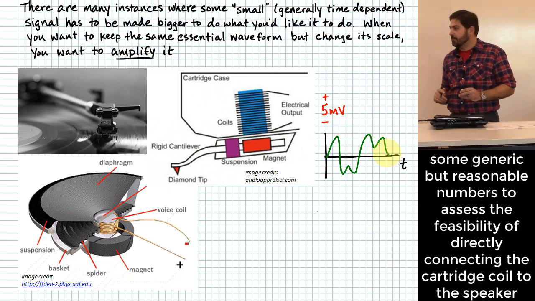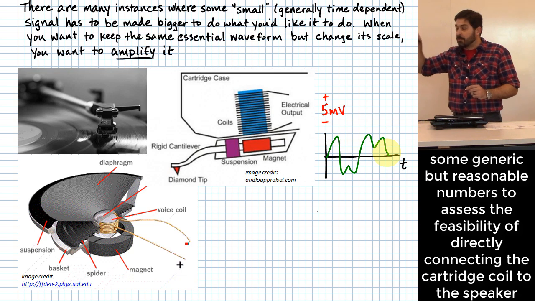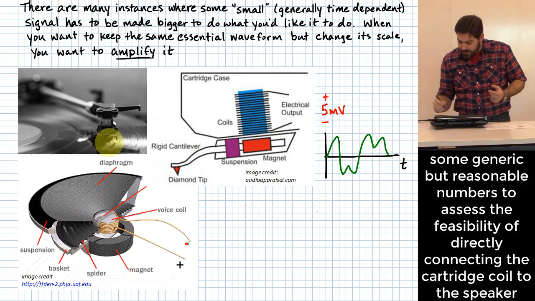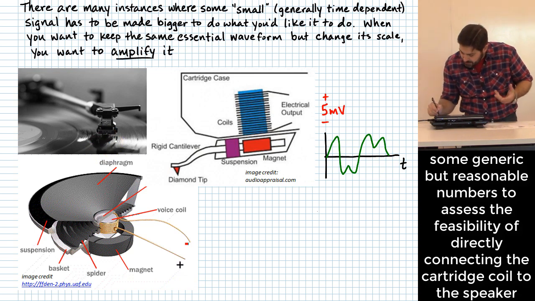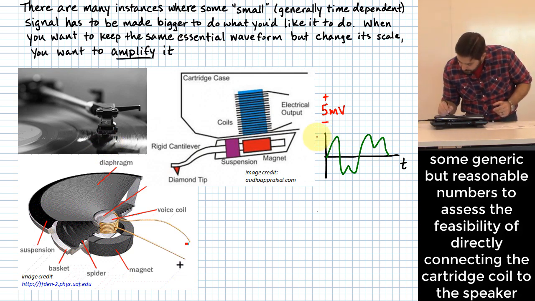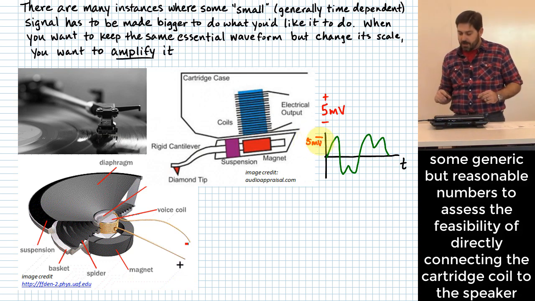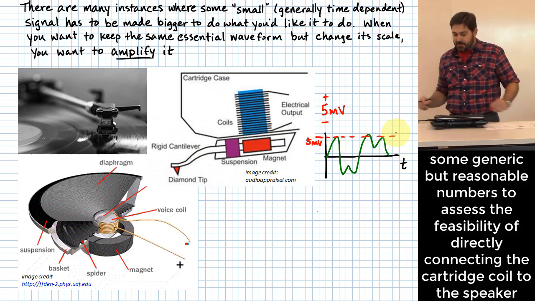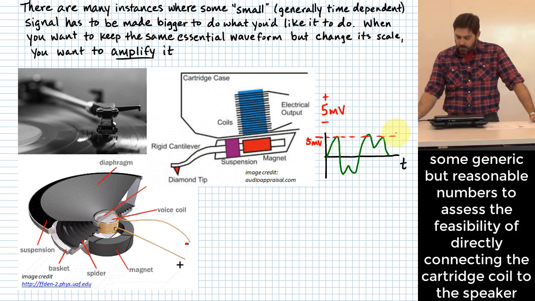I just made something up, but let's say that's the shape of the wave that is encoded on the track of the record, and it is creating that wave, and I'm saying somewhere on the order of about 5 millivolts or so is the size of that wave as time goes on, right? That's that rough size of that wave, okay?